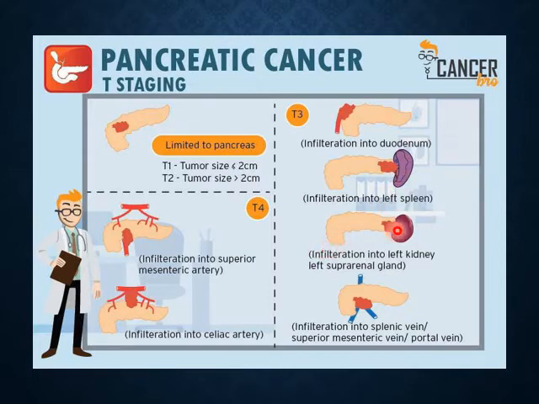Infiltration into the kidney is also considered as T3, the hilum or part of the kidney, and infiltration into the splenic vein also considered as T3. So T3 is local adjacent infiltration of the tumor into the adjacent organs, the spleen, duodenum, kidney, and the splenic vein.